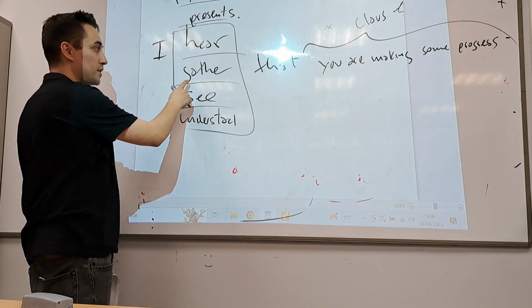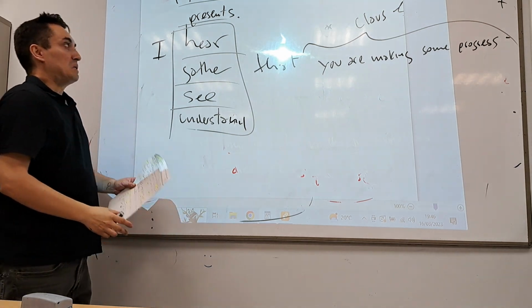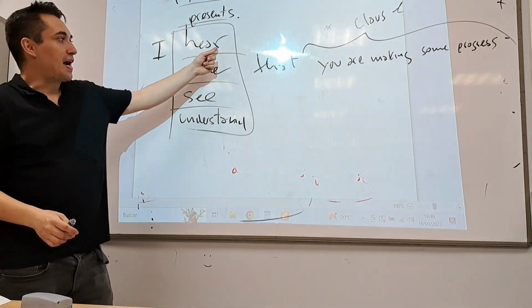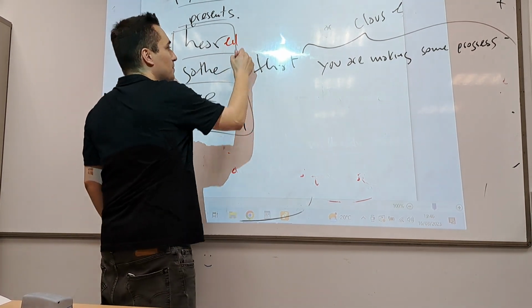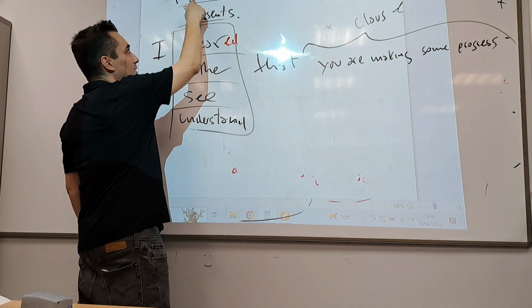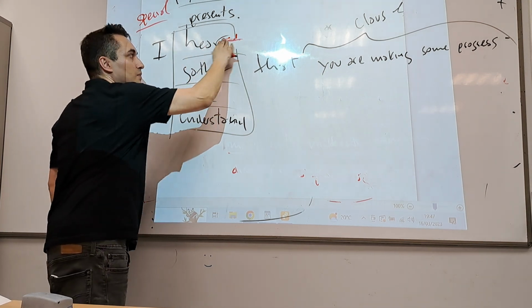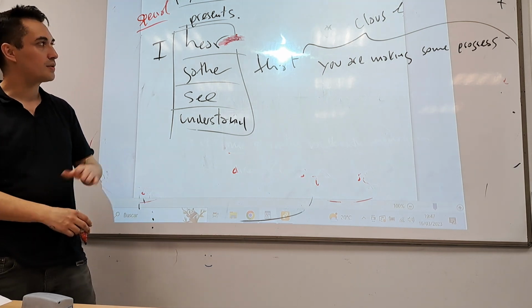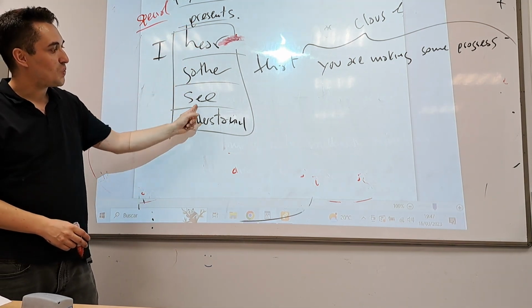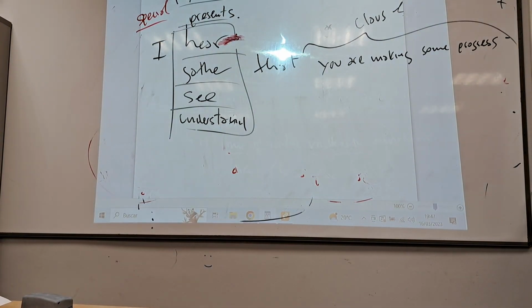I hear that you're making some progress. I gather that you're making some progress. I see that you're making some progress. I understand that you're making some progress. Normally, the normal use would be I heard. Somebody told me. I heard that you're making some progress. But a fixed special use, you can also do it just with the present. I hear that you're making some progress. I see that you're making some progress. Fixed expressions with the present simple. That's the end of today's explanation. Just like that, memorize them. Like the multiplication tables.